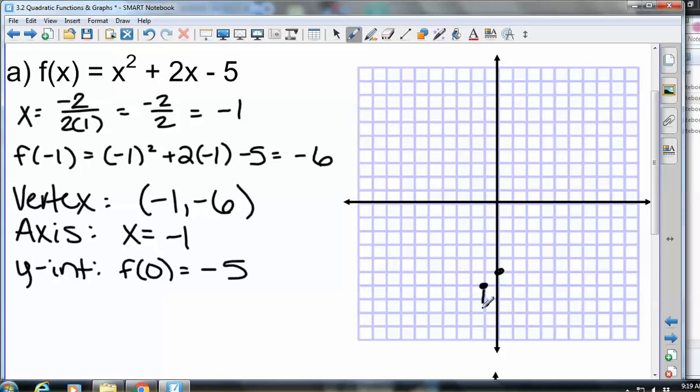For the axis of symmetry, we're going to draw a dashed line going through our vertex. Okay, so I've got 2 points. You need a minimum of 3. So what you can say is, all right, well, my y-intercept is 1 to the right of my axis, so I'm also going to have a point 1 to the left, because it's symmetric. There's 3 points. That's enough to sketch your graph.